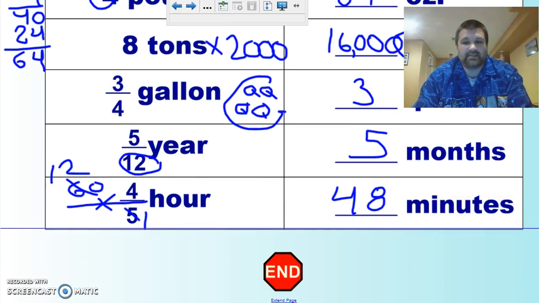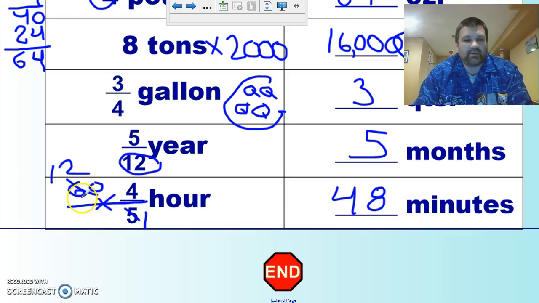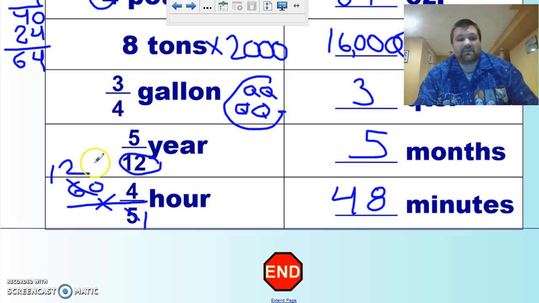4/5 of an hour. There are 60 minutes in 1 hour. So 60 times 4/5. 5 goes into 5 one time. 5 goes into 60, 12. 12 times 4 is 48.